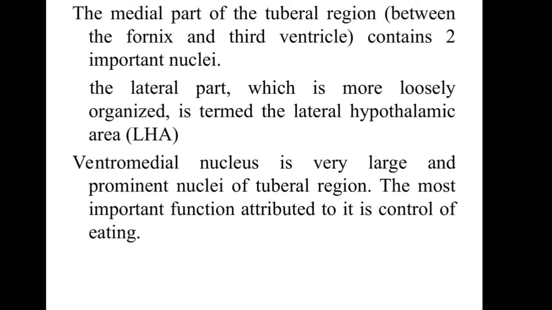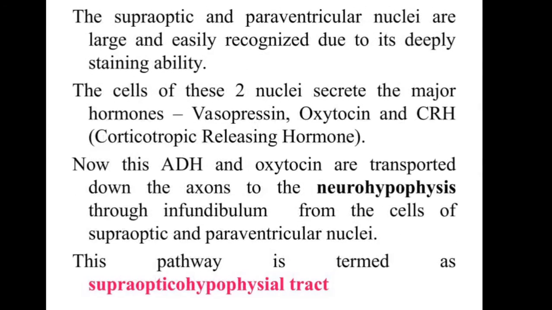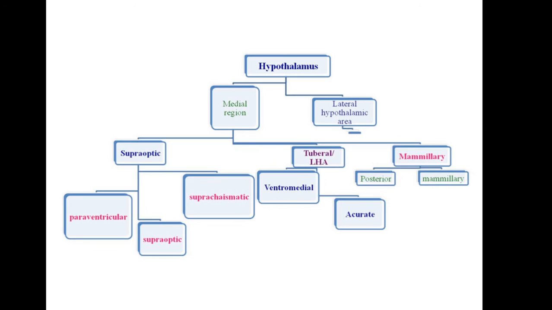So now one part is over. What is the first part? Hypothalamus is divided into two, medial region and LHA, and the medial region is divided into three parts: supraoptic, tuberal and mammillary. And from the supraoptic we have seen now three different types of nuclei: paraventricular, supraoptic and suprachiasmatic.